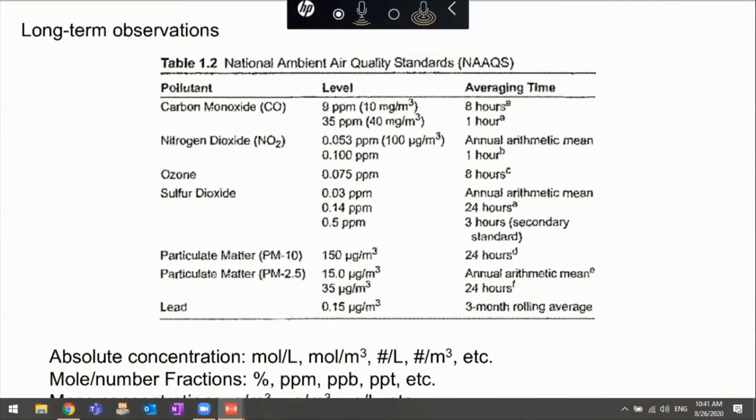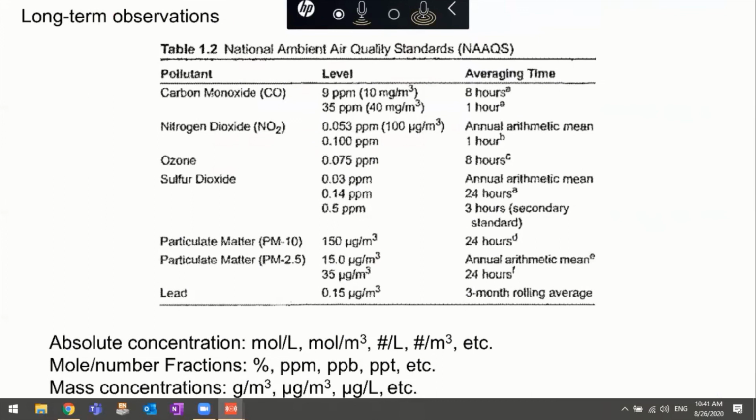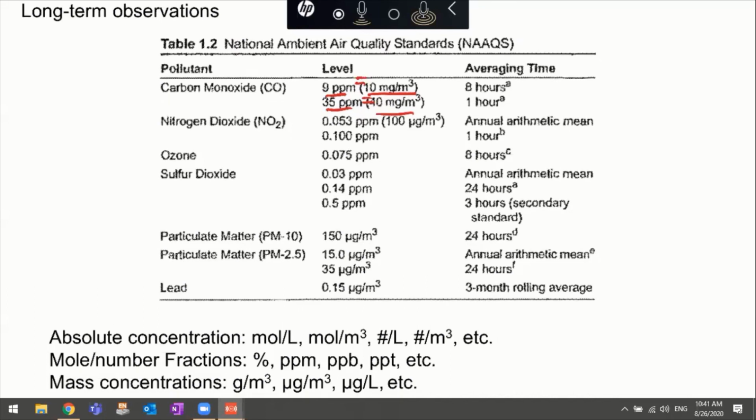So finally, let's come back to this table here. So we mentioned that for certain gas species, we actually give them 2 different units, right? So the standard can be either 9 ppm or 10 milligram per meter cube. So we mentioned that actually these 2 are equal to each other. So how do we make these calculations? How do we convert one from another? So this will involve the knowledge on the ideal gas law, okay?